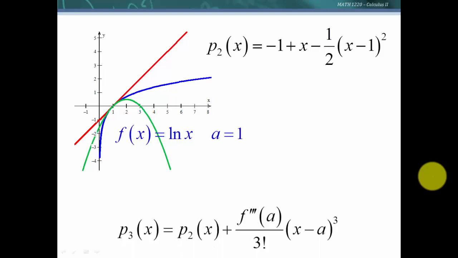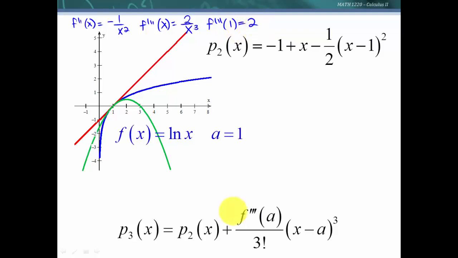So let's go ahead and apply that for our specific natural log function. We had already that our second derivative was negative 1 over x squared, so our third derivative is going to be 2 over x cubed, and if we evaluate that third derivative at 1, we're going to get a 2. So we could put a 2 in right here, and then this is 3 factorial, which is 3 times 2, and we could cancel the 2, so it looks like we will have a 1/3 there.